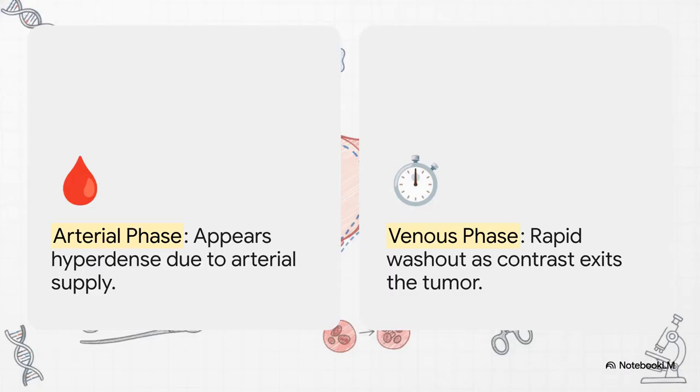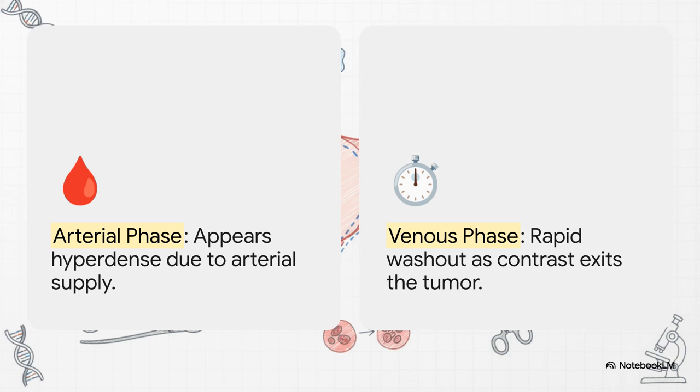When imaging suspected HCC, this is the binary contrast you absolutely must know to tell it apart from a liver metastasis. Because HCC gets its blood supply primarily from the hepatic artery, it is uniquely hyperdense, meaning it shows up bright in the arterial phase.